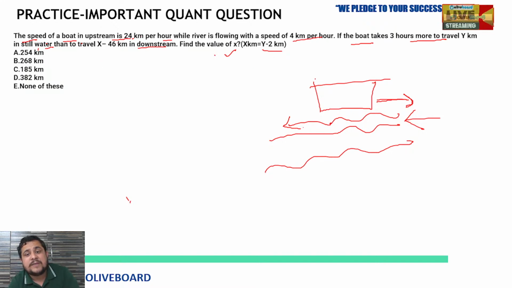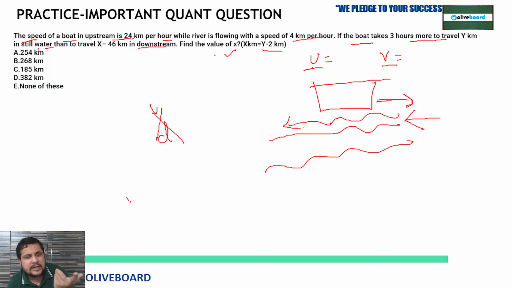So this is what is given, and we can represent it by what? Downstream we can represent by u, and upstream we can represent by v. This is just representation, as per the standard. You can take any other values also. You can say that upstream means u, downstream means d also. It will not change your answer. Now see, v is 24 km per hour. This is what is given to us here.